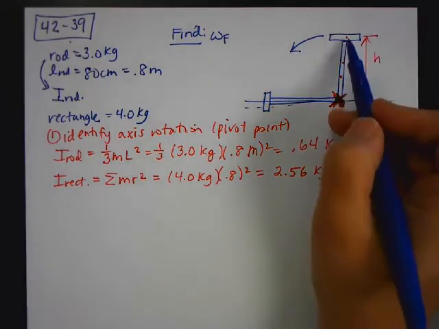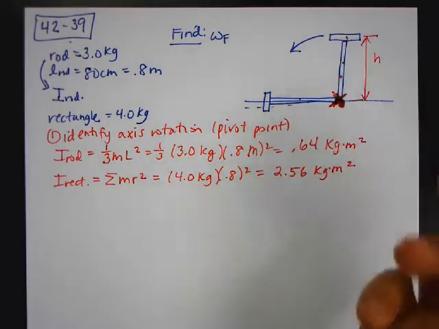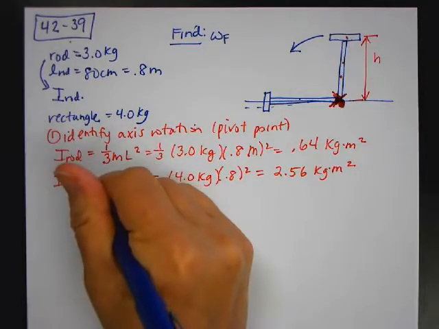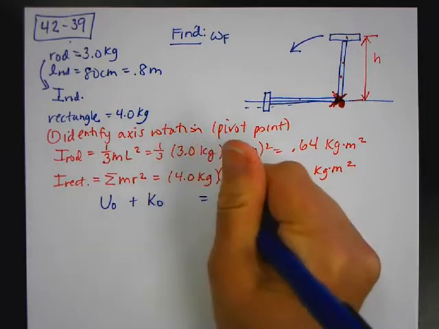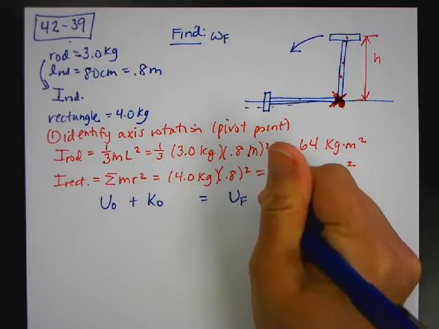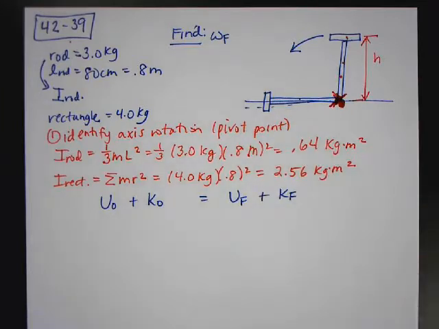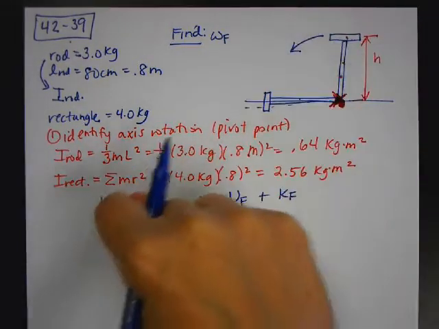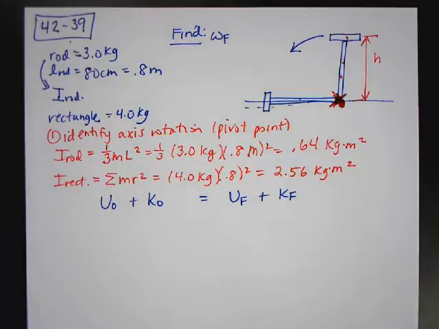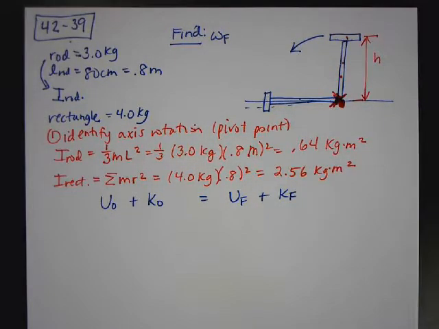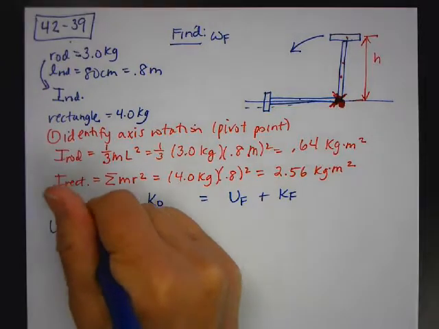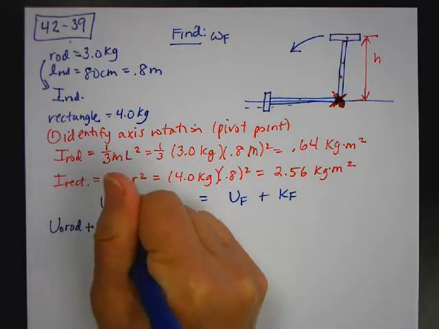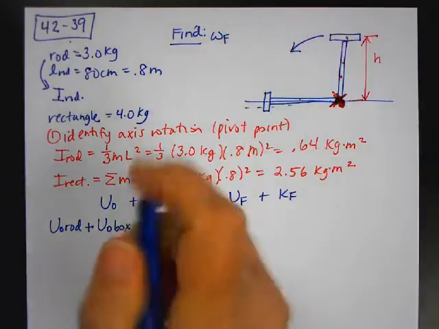So now I want to do conservation of energy from here to here. Conservation of energy basically says the total energy before, here I'm going to have the gravitational potential energy plus the kinetic, is equal to the gravitational plus the kinetic. So let's look. Initially, this is this orientation. So initially, I have gravitational potential energy of both the rod and the box. Okay? So I have the gravitational potential energy of the rod plus the gravitational potential energy of the box. Now initially, when it's up here, it's not moving, so the kinetic is 0.